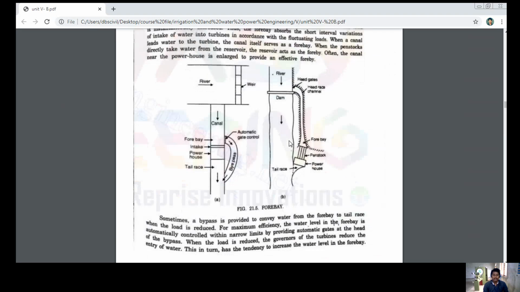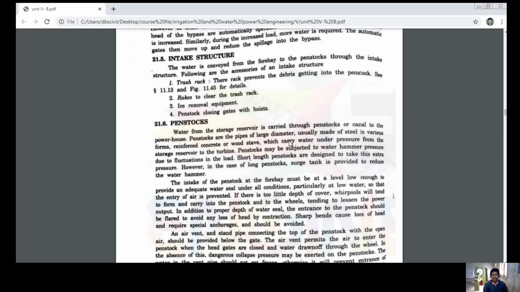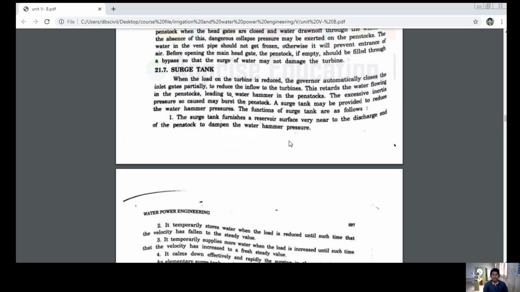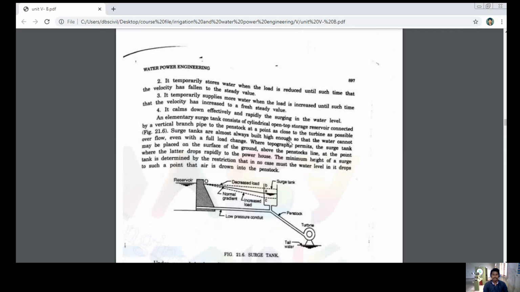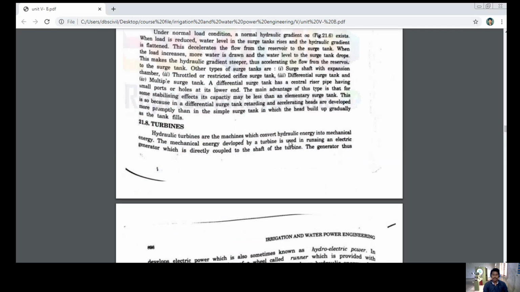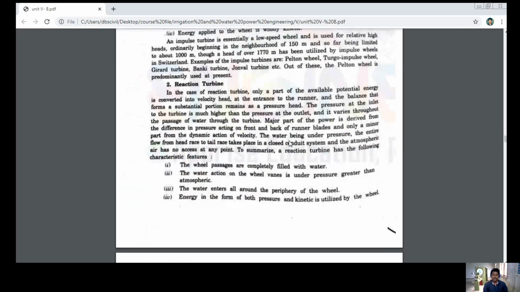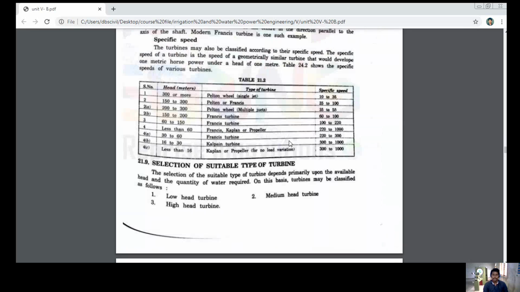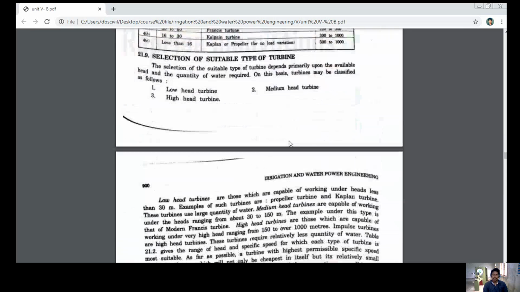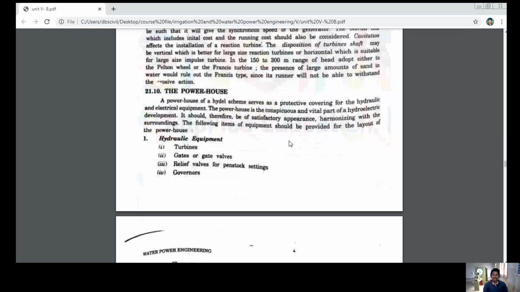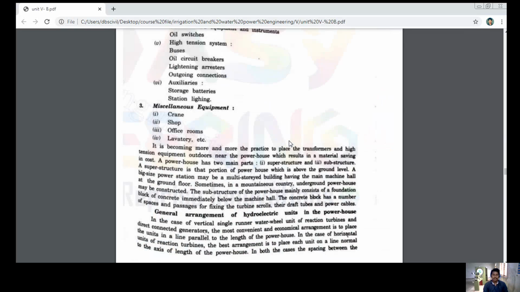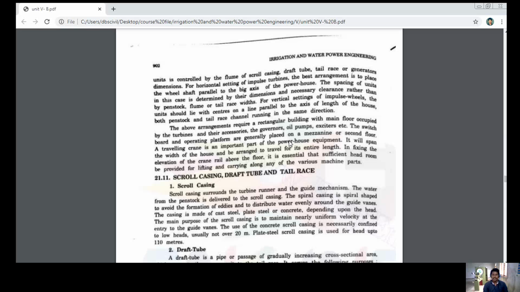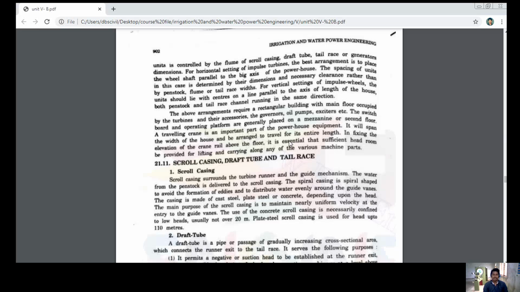Namely forebay, intake structure, penstocks, surge tanks, turbines, selection of suitable type of turbine, powerhouse, scroll casing, draft tube, and also we have seen about tail race.